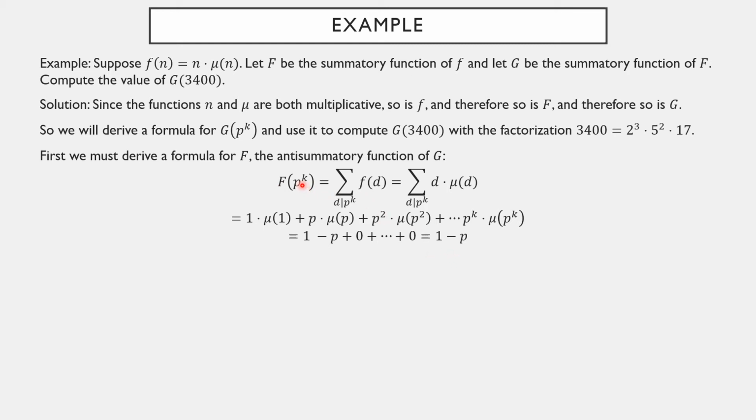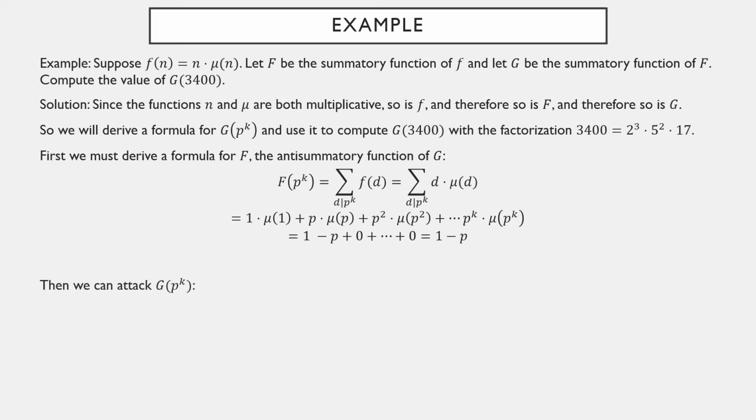Notice that it doesn't matter what k is. F of p to the k is 1 minus p. It is important that k be at least as large as 1 so that this term here shows up. But if k is 2 or 3 or 4 or whatever, I just get a bunch more zeros and that does not change the value. So no matter what k is, as long as it's positive, F of p to the k is 1 minus p. So what's F of p to the 4th? 1 minus p. What's F of p to the 8th? 1 minus p, and so forth.